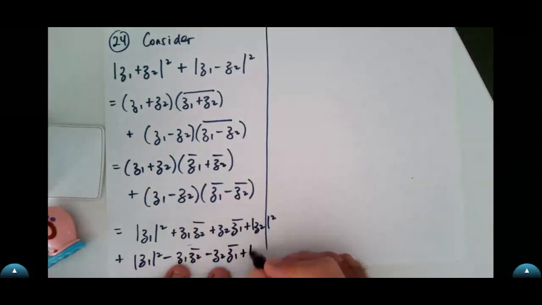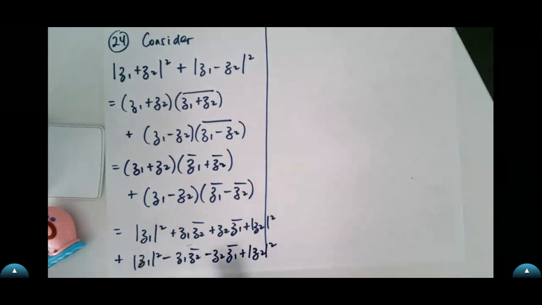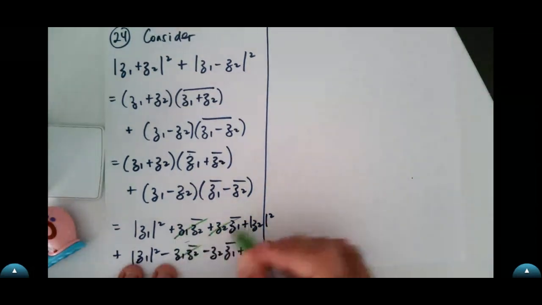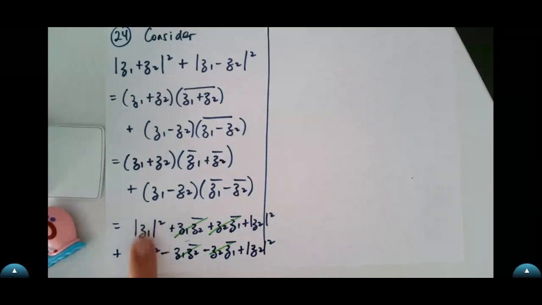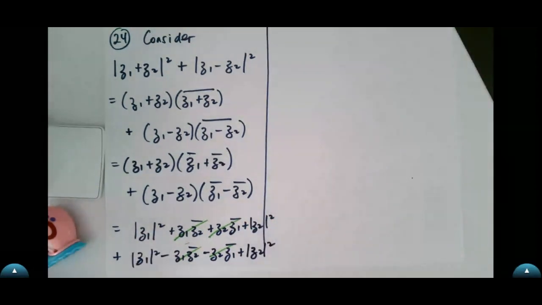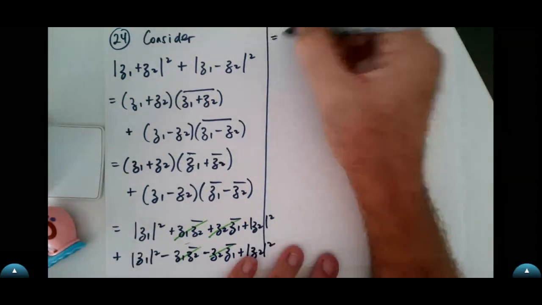And you're going to get that. Okay, so now you're going to get some cancellation here. So cancel, cancel, cancel, cancel. You're going to get two lots of that, and then you get the right-hand side.